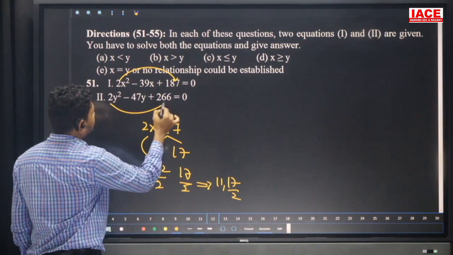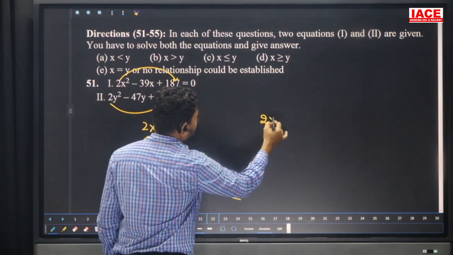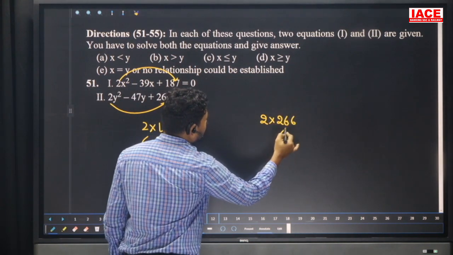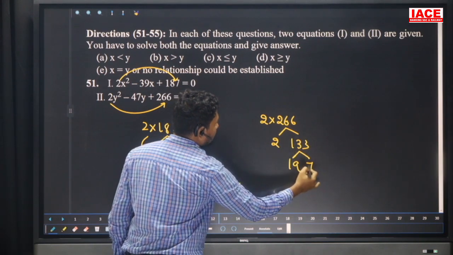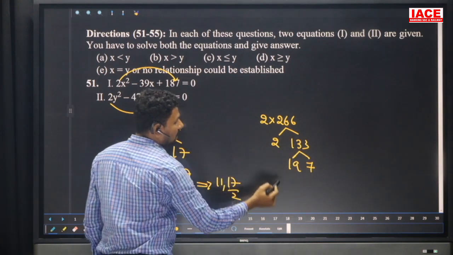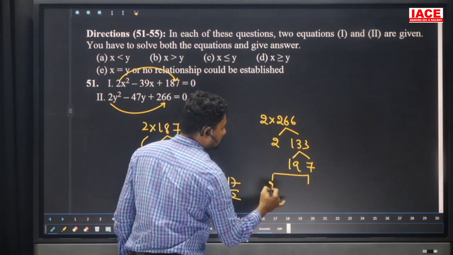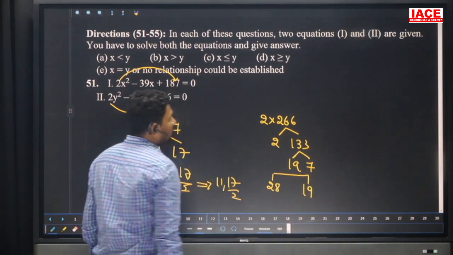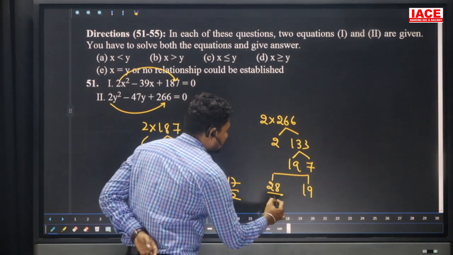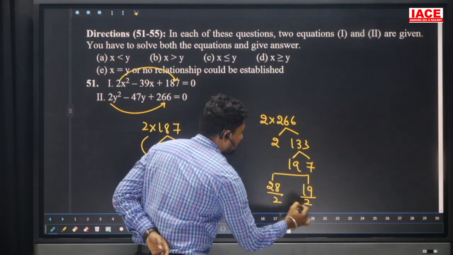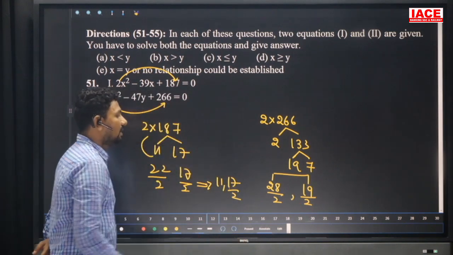And next 2 can be multiplied to 266. 2 into 266. Here I am separating with 2. 133. This is multiplying with 19 7s. 7 4s is 28. Final factors are 28 and 19. 28 plus 19 added is equal to 47, which is divided by 2, and here is also divided by 2. Final factors are 14 comma 19 by 2.